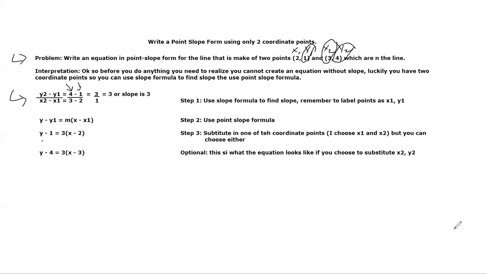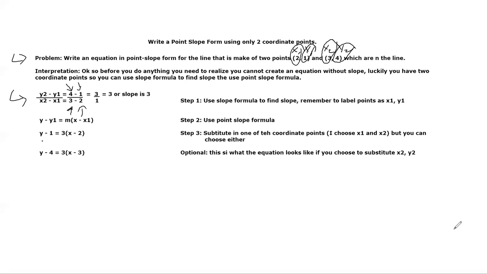X2 is 3. And that's a terrible one. Okay, and X1 should just be 2. Okay, so 4 minus 1, just 3, and then 3 minus 2 is just 1. 3 over 1 is the same as 3 being divided by 1, which is just 3. So my slope is 3.